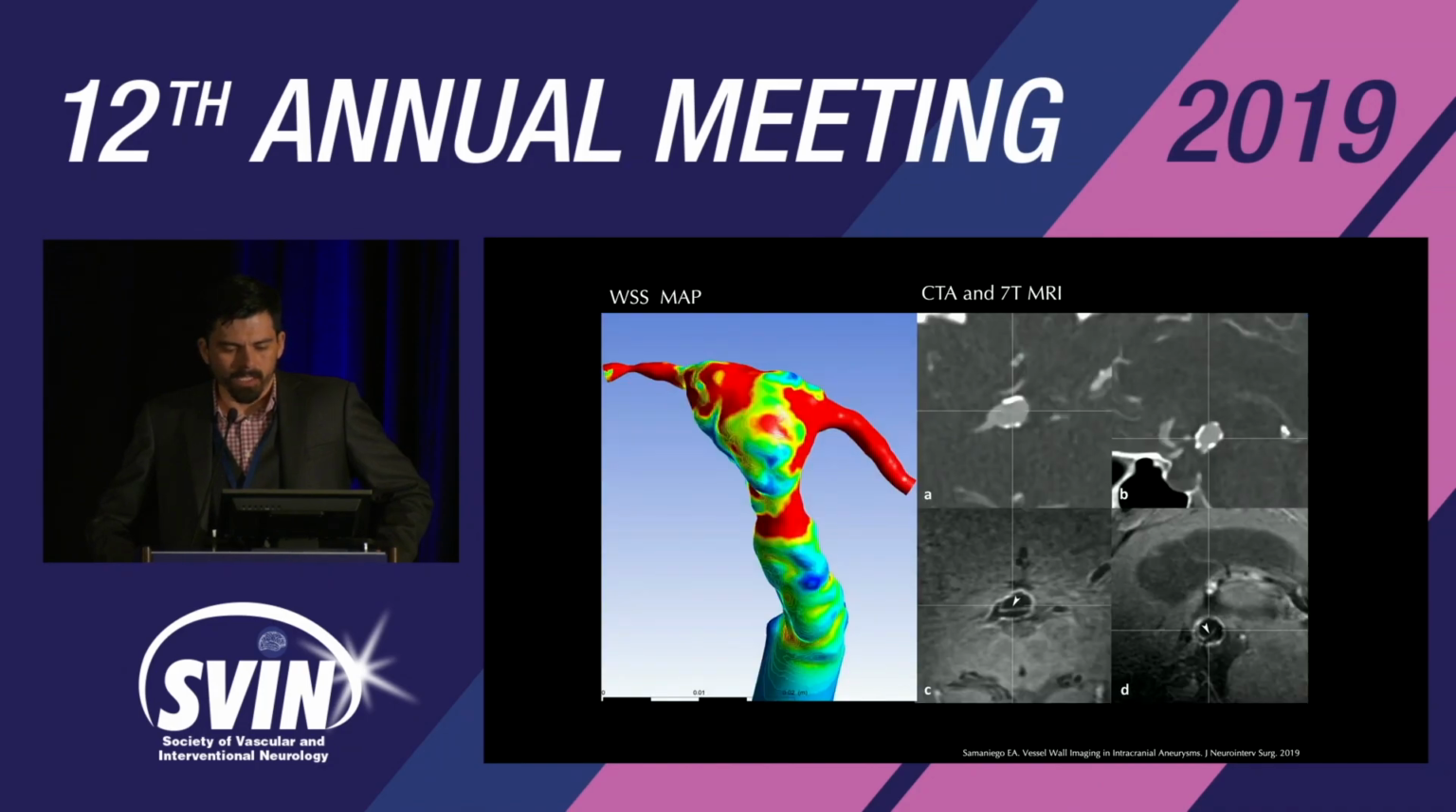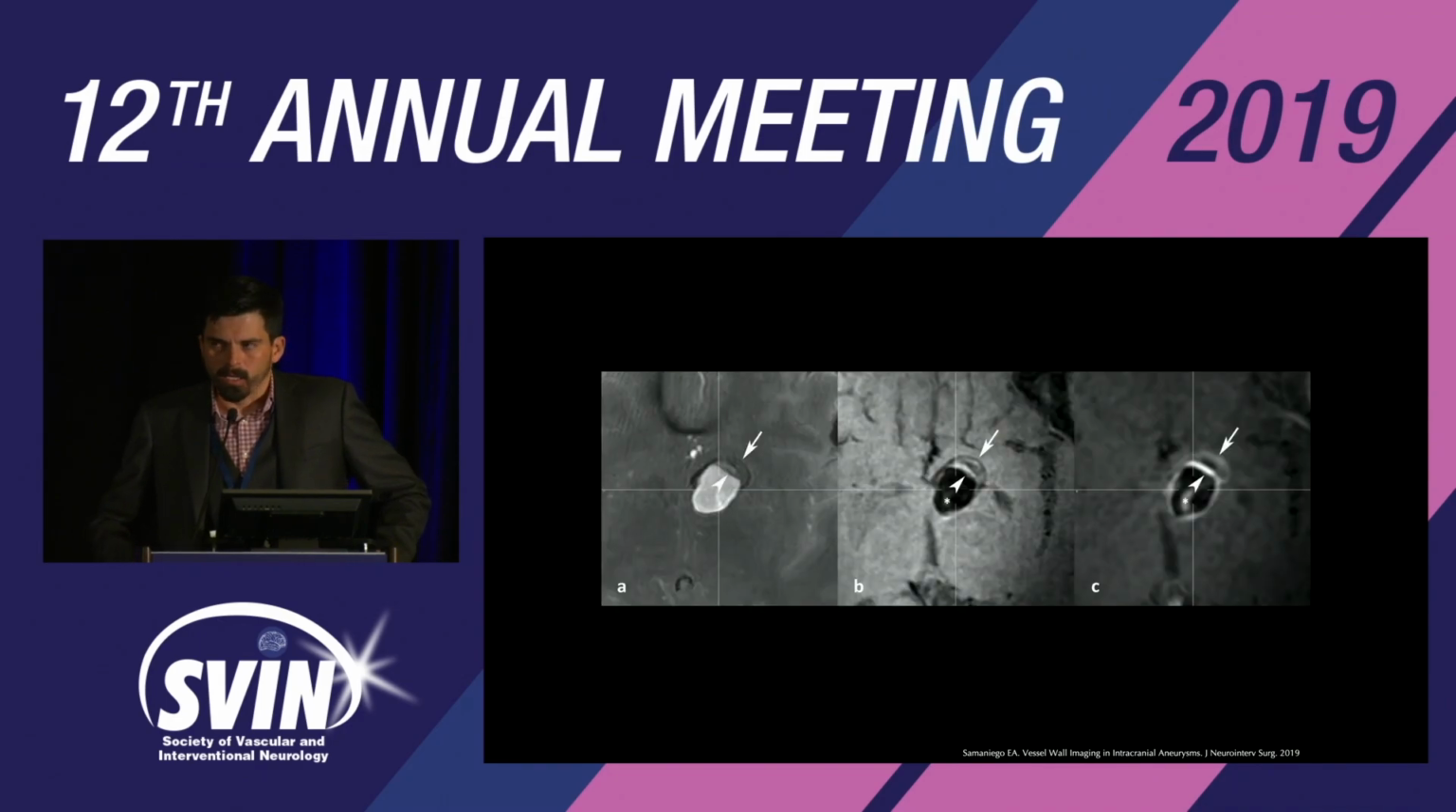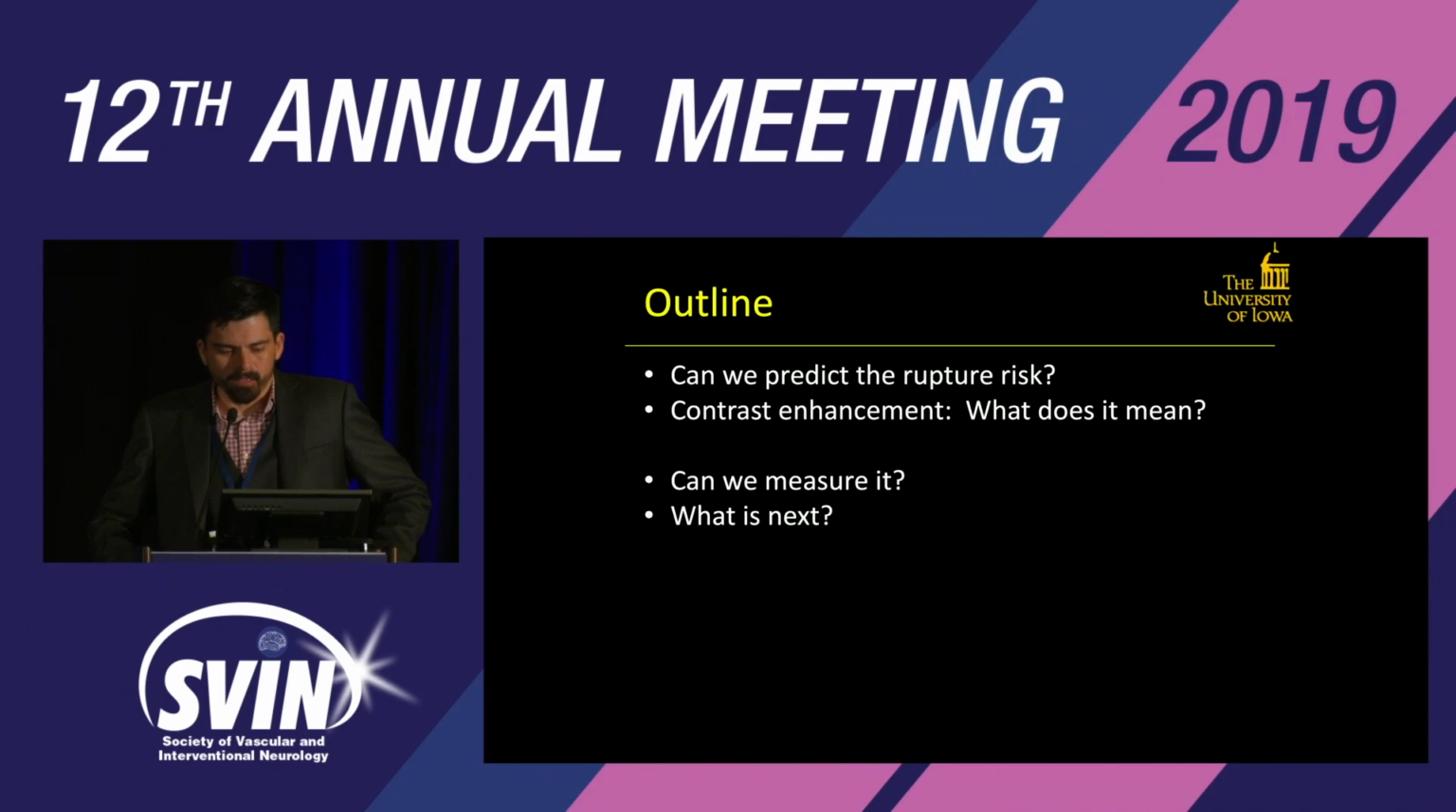One of the limitations, we're still learning about this technology. We see flow artifacts, like in this case of this fusiform aneurysm. You can see with the arrow that there is a flow artifact, probably because of stagnation. Partially clotted aneurysms, the same thing.